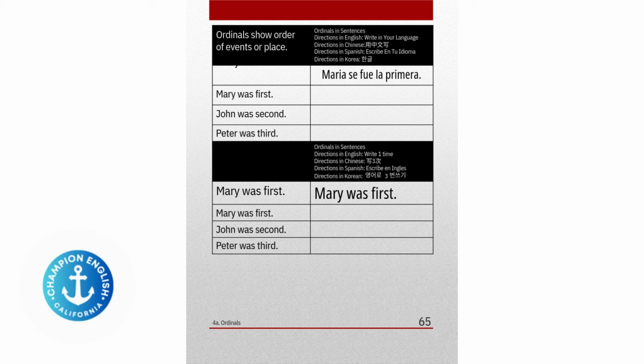Okay, time's up. Now, once you do that, then go ahead and copy the sentence on the left into the space that is right there on your right. So you can see the first one says, Mary was first. John was second. Peter was third. So copy that sentence, and I'm going to give you 1 minute to do it. Ready, students? And go.